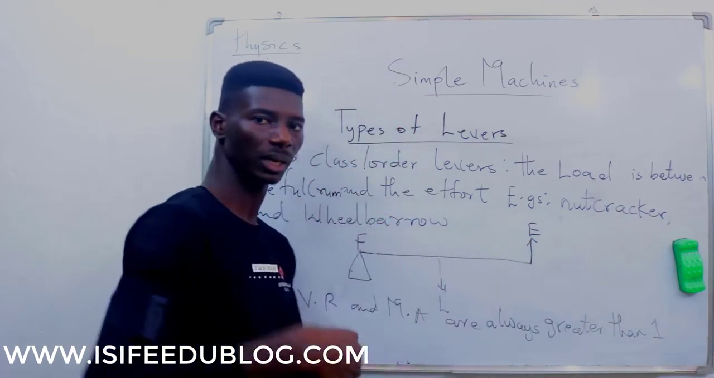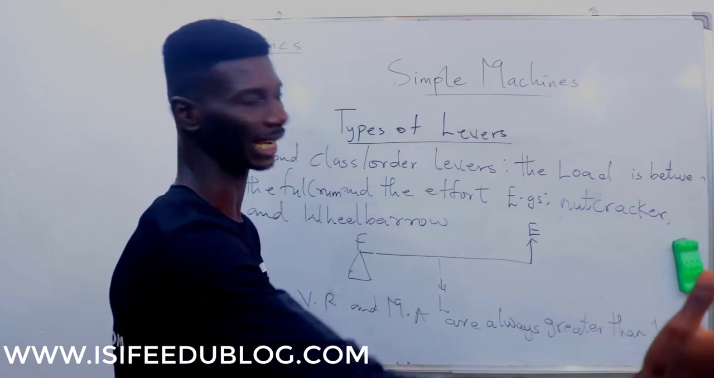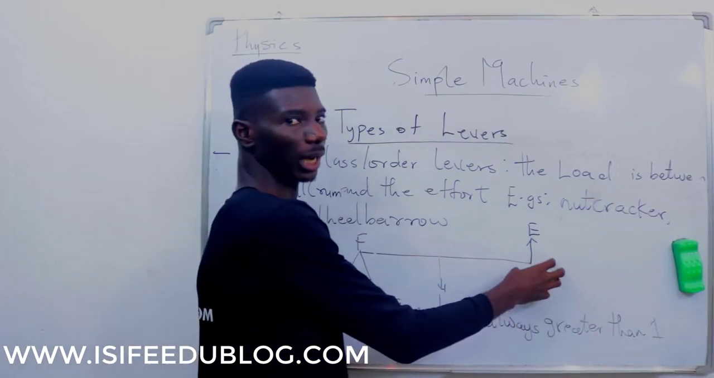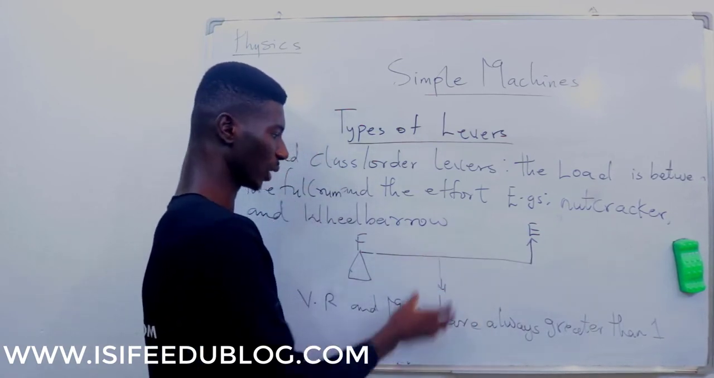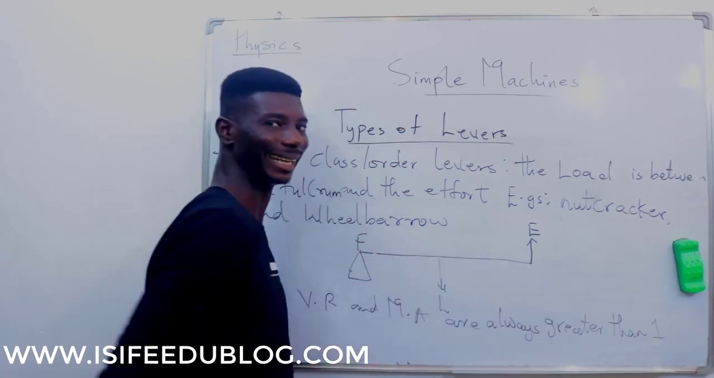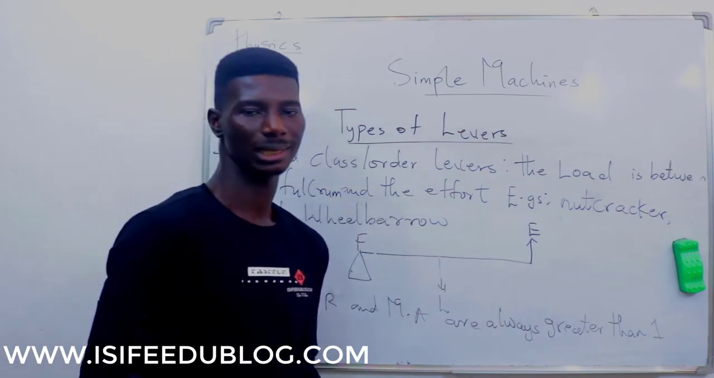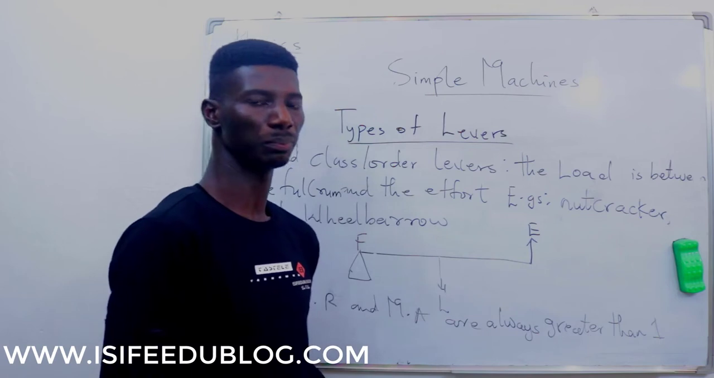A wheelbarrow: you place your load in between your effort, where you push it, and the tire. The tire is the what? The fulcrum. So you have where you apply your effort, and the load is placed between. So anytime the load is placed between the fulcrum and the effort, that type of lever is called a second class lever.